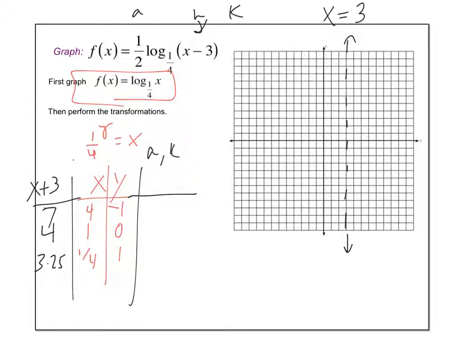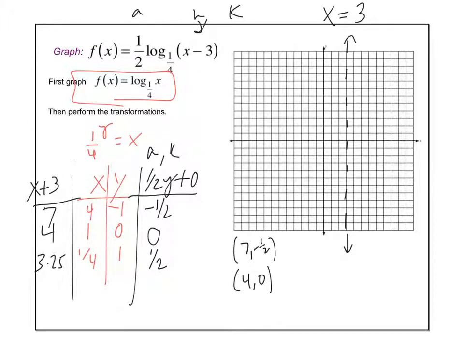A is 1/2, so we will take every y value, multiply it by 1/2, but because k is 0, we will go ahead and just leave the 1/2 y. Half of -1 is -1/2. So that's the first ordered pair that we plot. 7, -1/2. The next one is 4, 0, and then we take 1/2 of 1, which is +1/2, and add 0 to it. So 3 1/4, 1/2.